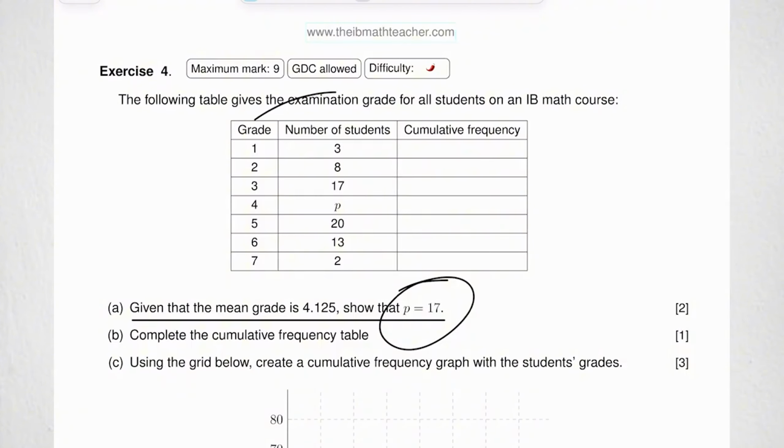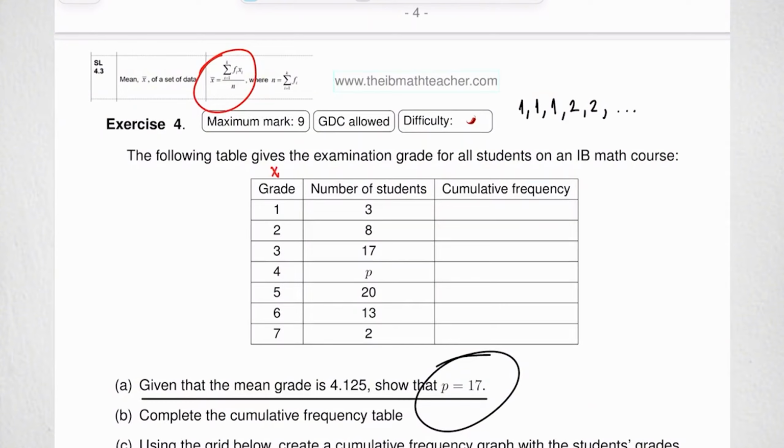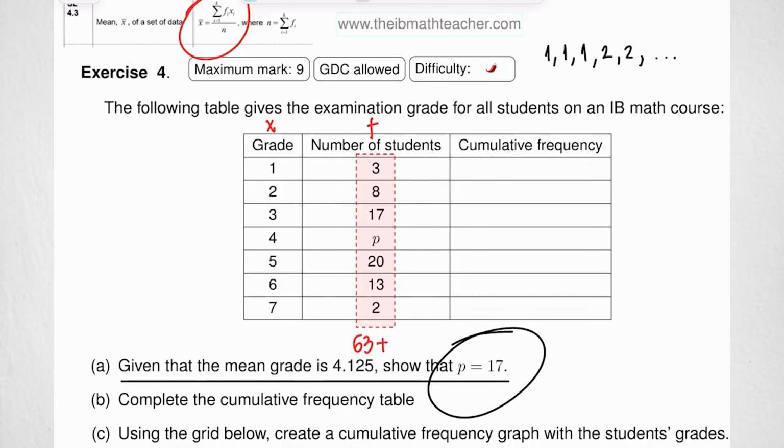Well, let's first talk about what this table means. What this means is there are 3 students who got a grade of 1. There are 8 students that got a 2, and so on and so forth. So one easy way to find the mean, which, by the way, the formula is in the formula booklet, is to multiply each grade, which is represented by X here, by the frequency, which is the number of students, which is represented by F in this formula. And then divide by the total number of students, which is 63 plus P.